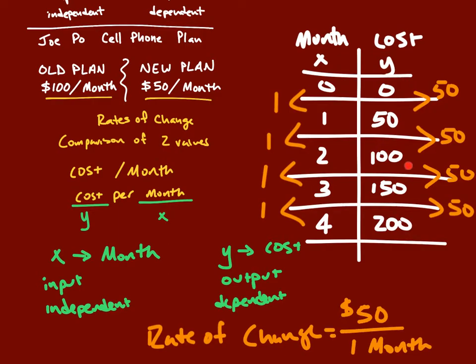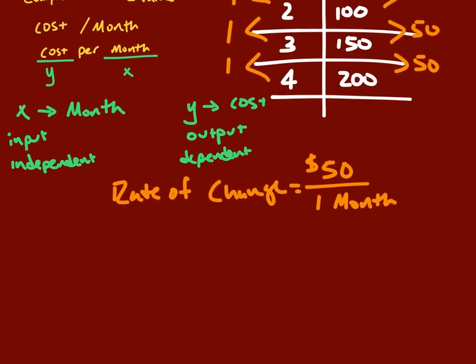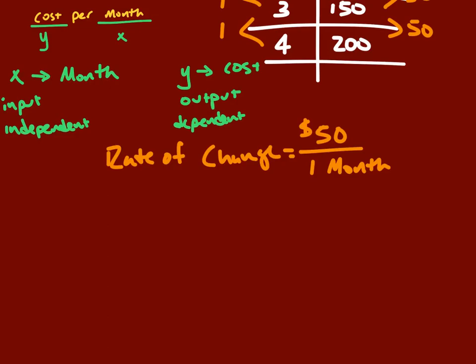We can look at a graph to show that. This isn't going to change. My rate of change is $50 a month, and that's constant. This is what we call a constant rate of change, or ROC for short. A constant rate of change means it's not going to change.